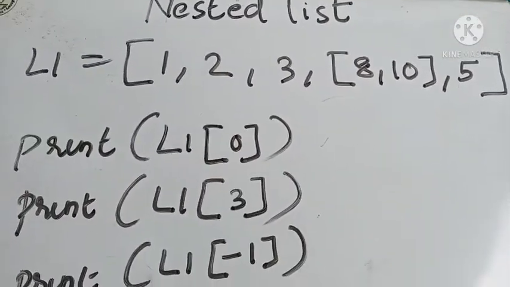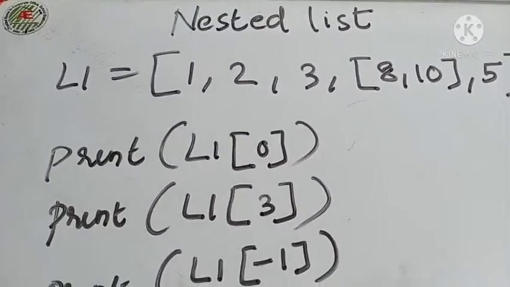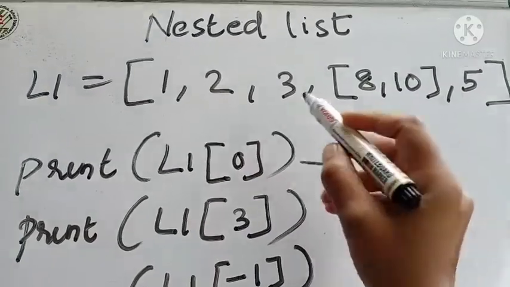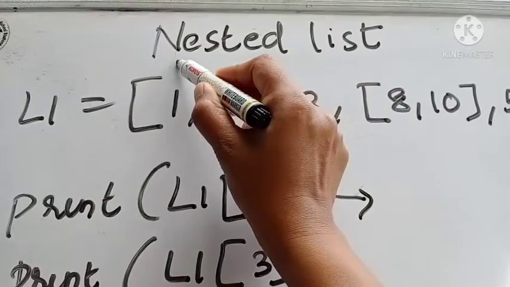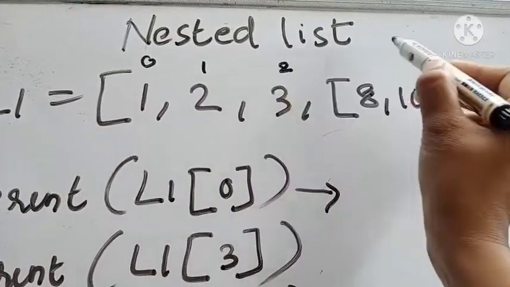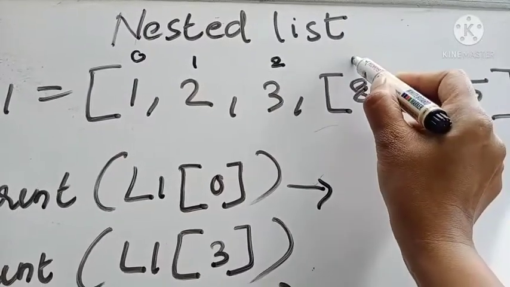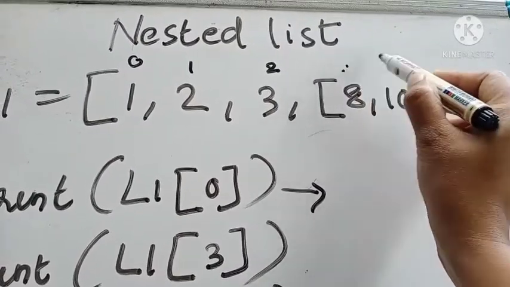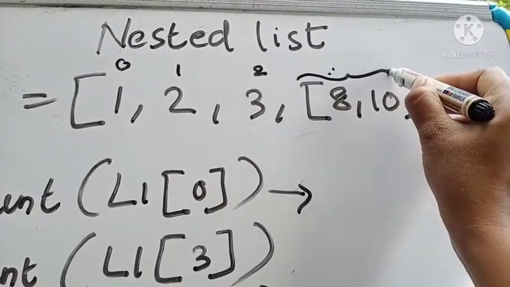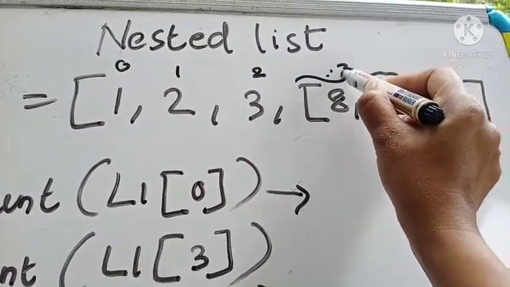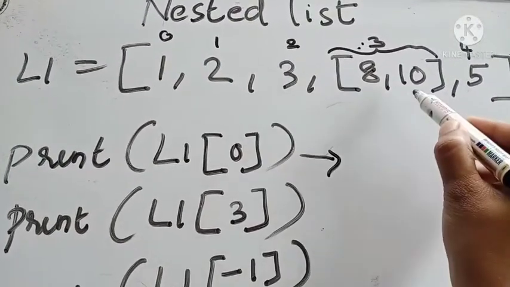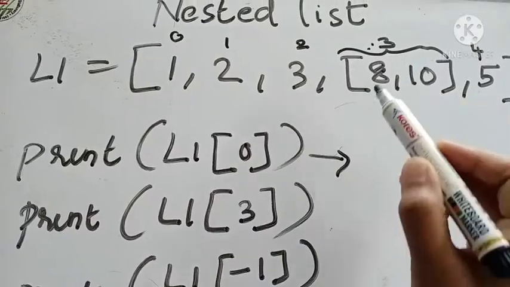So in this list, tell me what will be the answer for this print of L1 of 0. Before that, we can do one thing. We can just mark the index positions. This is 0, 1, 2, and what about this one? You are saying that this is 4, this is 3, this is 4, you are saying? No. For the whole thing, it will be considered as 3 only, and this is 4. Okay. However many values are inside it, you have to take it as a single position.